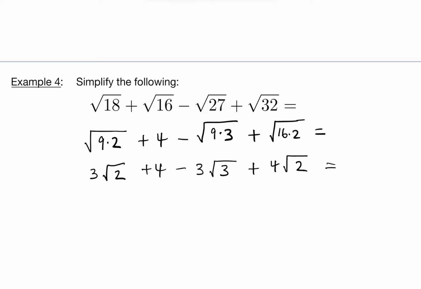Okay, now we have 4 terms that are simplified, and now we're going to look and see what terms we can combine. Well, we see that we have a 3 square root of 2 and a 4 square root of 2. Those are the only 2 terms that we can combine. So 3 square root of 2 plus 4 square root of 2 gives us 7 square root of 2. And then we leave the rest as is. And this becomes our final answer.